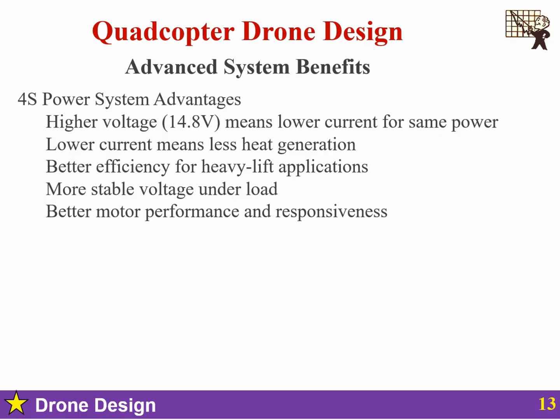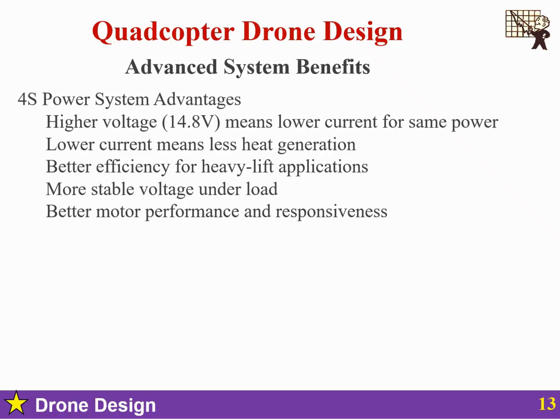Motor performance. 4S systems provide better motor performance characteristics. More stable voltage under load prevents motor cogging. Better acceleration response due to higher available voltage. Improved efficiency across the entire throttle range. Better dynamic response for flight control systems. Professional reliability. 4S systems are the professional standard for this weight class because of more predictable performance characteristics, better thermal management, proven reliability in commercial applications, and superior spare parts availability worldwide. This voltage selection demonstrates how professional drone design considers the entire system ecosystem, not just individual component specifications.